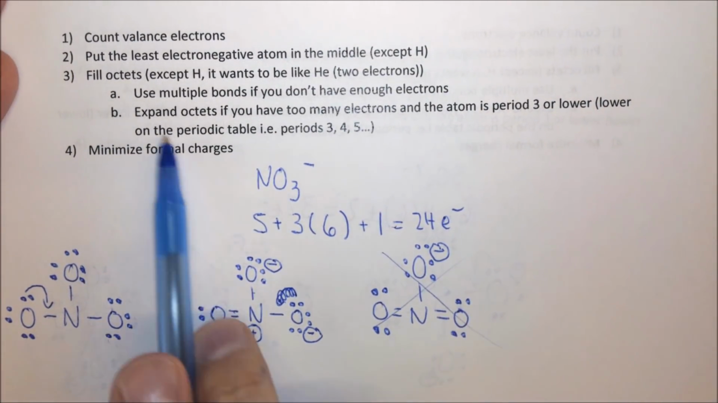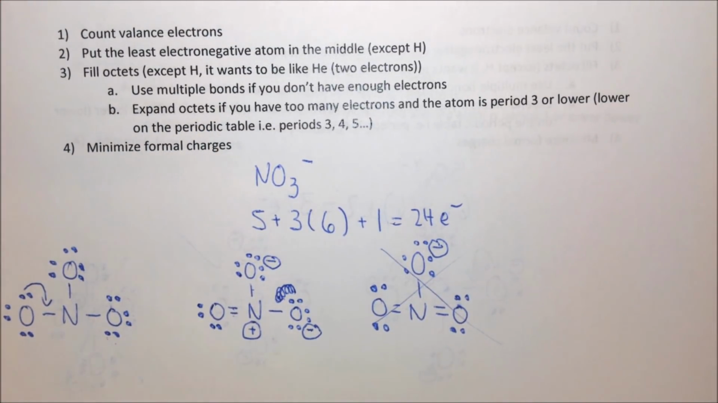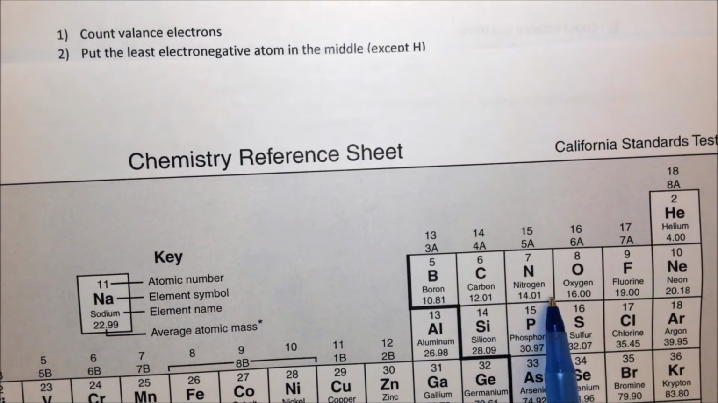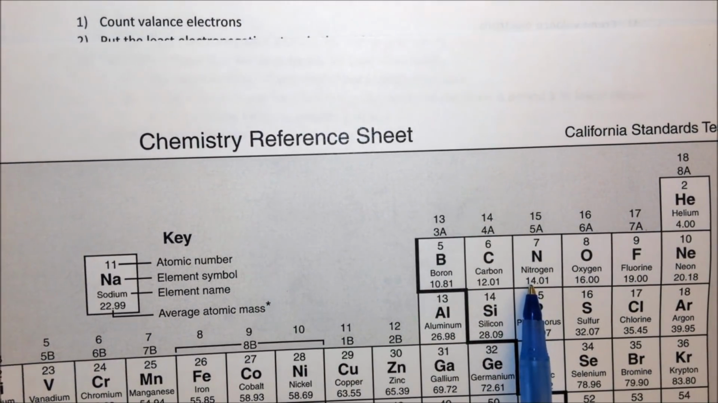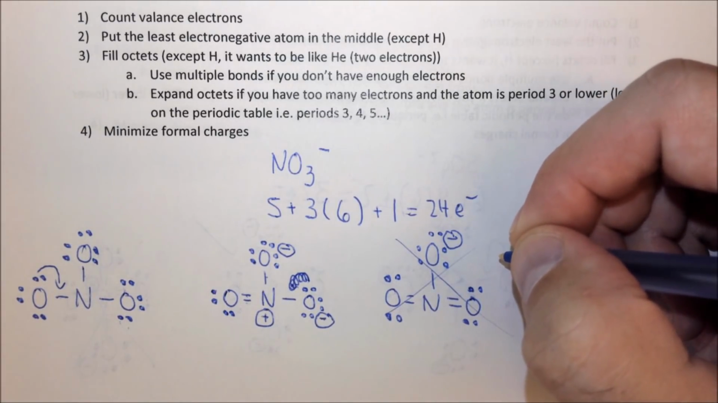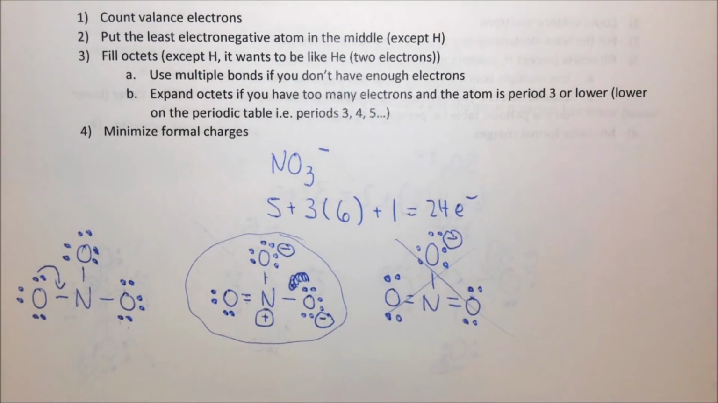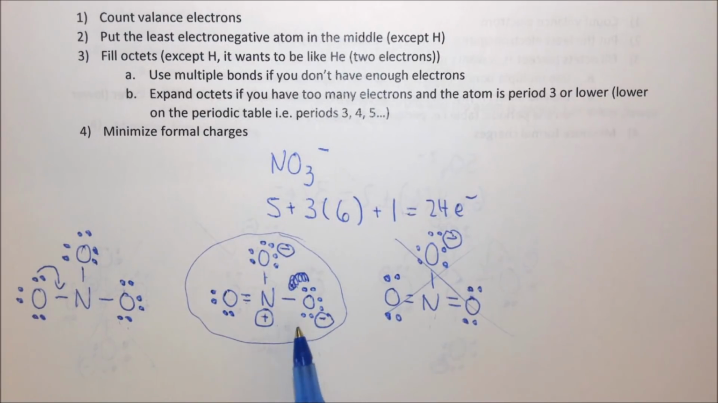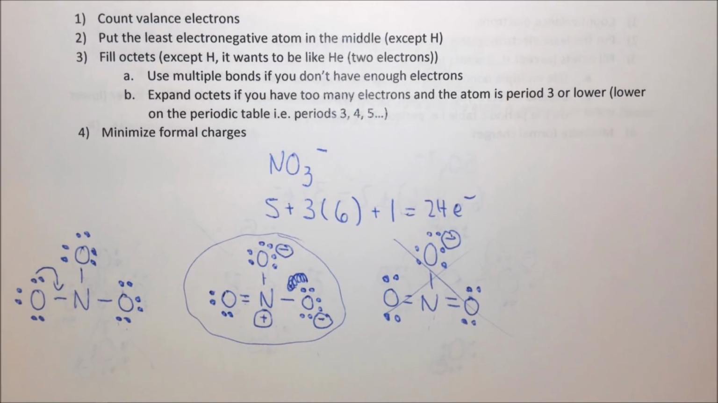The reason for this is the expanded octet rule. You can't expand the octet of nitrogen. Nitrogen is a period 2 element, so therefore we can't expand its octet. So this is a fundamental violation of the rules. This is the best Lewis structure for nitrate, even though it has more formal charges than this one. It's better because it doesn't violate the octet rule. Nitrogen can't violate the octet rule.